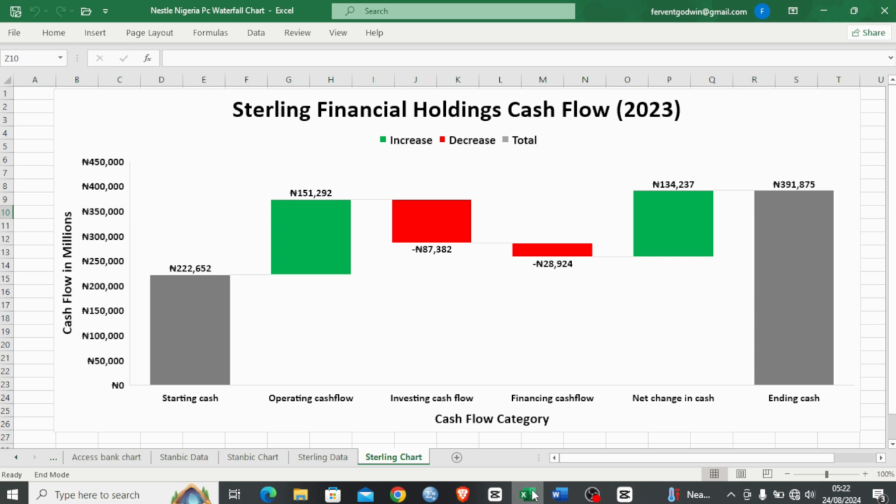Let's then dive into Sterling Bank financial analysis for today, which specifically we are looking at what their cash flow looks like in 2023. So they had a starting cash of 222 billion naira. Now, the amounts that we see here are in millions.